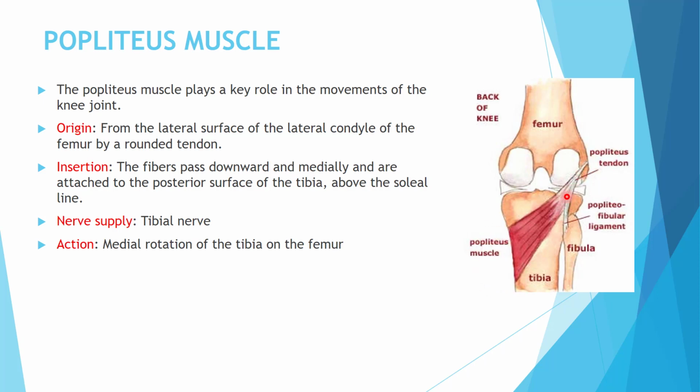See here, it is going downwards and medially and attached to the posterior surface of the tibia above the soleal line. On the soleal line there will be a muscle which is attached, which is soleus muscle. So on the posterior surface of the tibia it is attached above the soleal line. The nerve is tibial nerve, which is supplying the popliteus muscle, and action is the medial rotation of the tibia on the fibula. So this is a muscle which is present in the popliteal fossa.